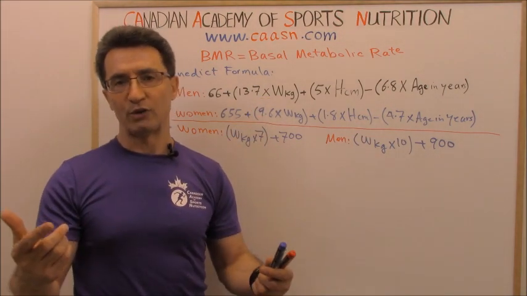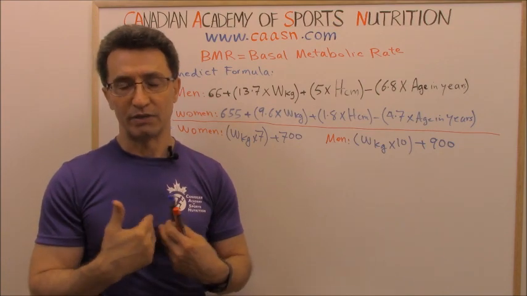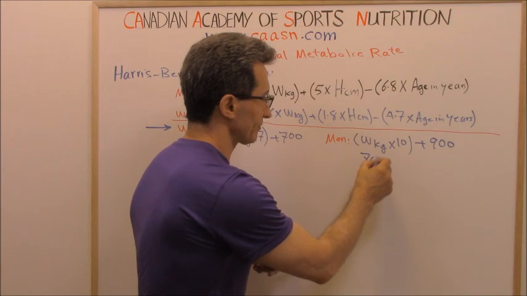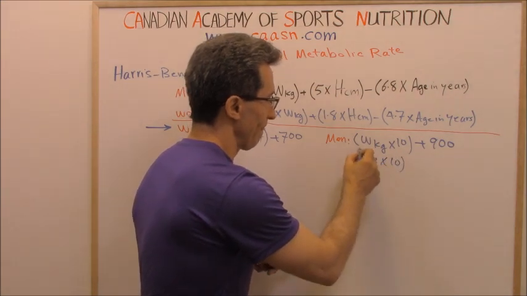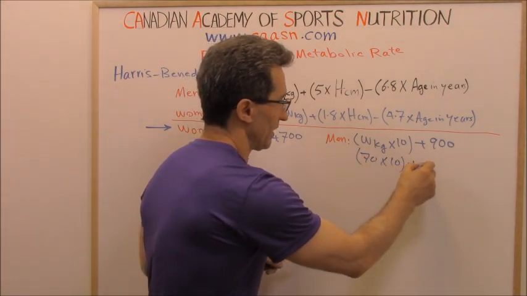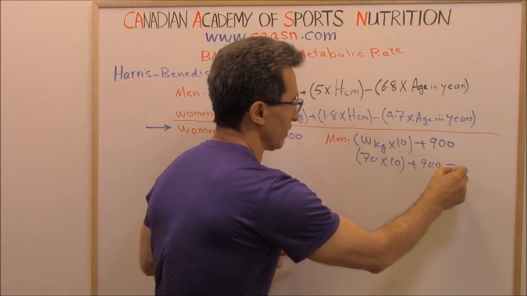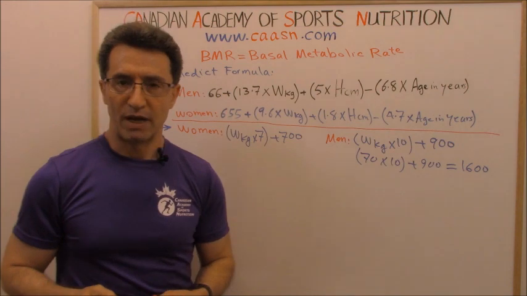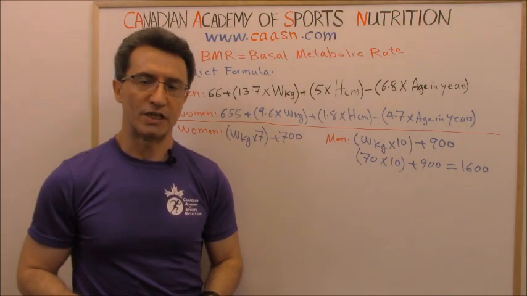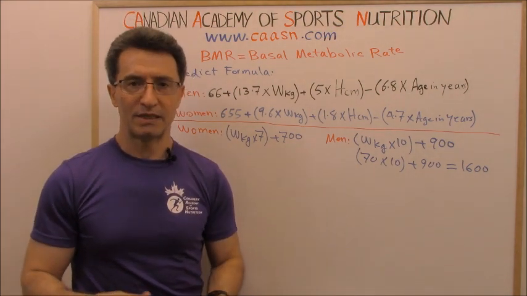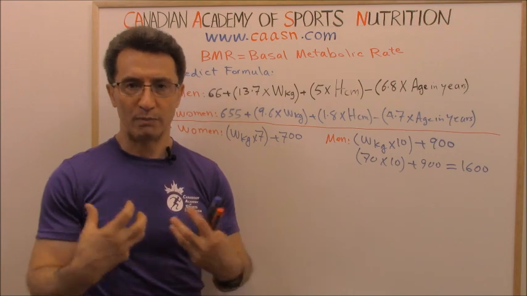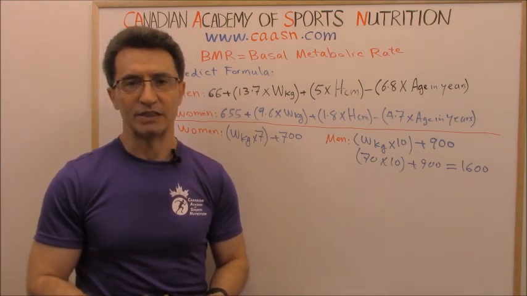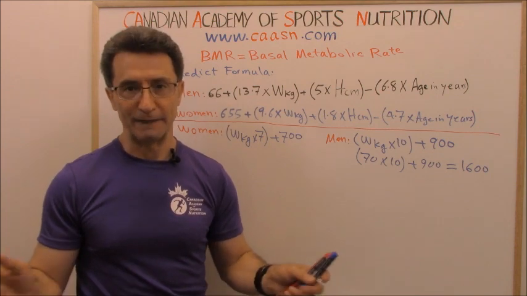Okay, let me calculate my basal metabolic rate. Well, I am 70 kg, times 10 plus 900, and we're going to get 1600. My basal metabolic rate is 1600. That means for my body to function properly at rest, I need 1600 calories in a day.